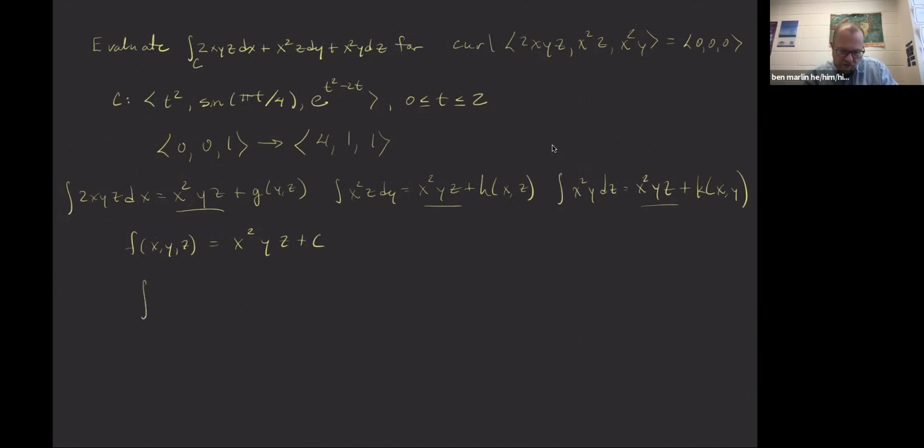And then you can go along here and say the integral across C of 2xyz dx plus x squared z dy plus x squared y dz is equal to, now you don't have to write anything with the one-dimensional integral now. You can literally just say x squared yz, that's your potential function, evaluated from (0, 0, 1) to (4, 1, 1). And so now plug in the (4, 1, 1) there, and you get 16 times 1 times 1 minus, and then you'll have 0 times 0 times 1, so minus 0. So we end up with a 16 out of that.